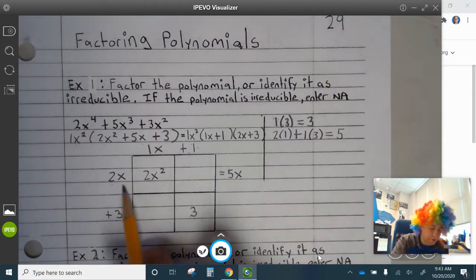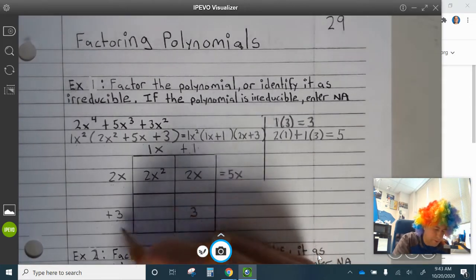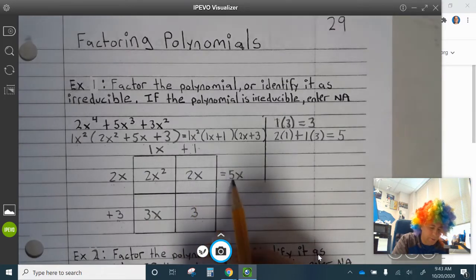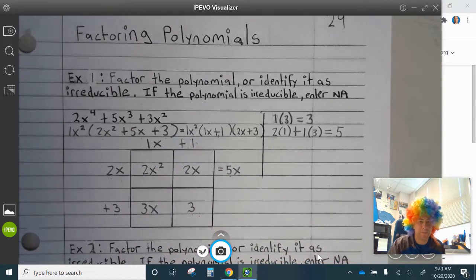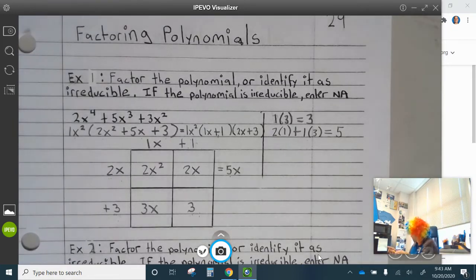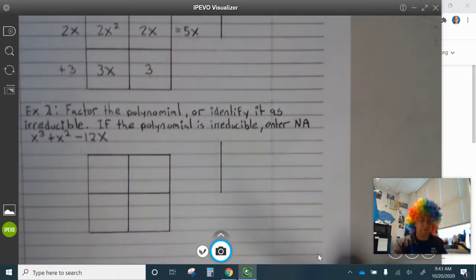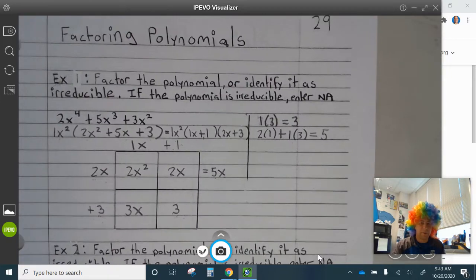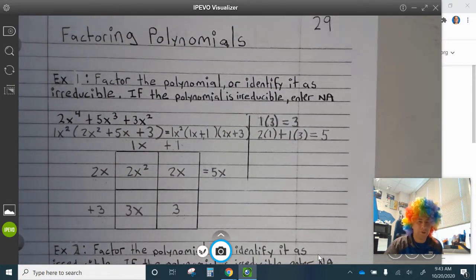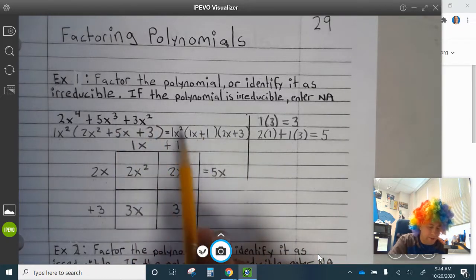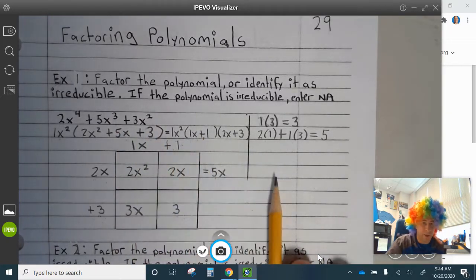Okay, and let's check. 2x times 1 is 2x. 3 times 1 is 3x. 2x and 3x combine to be 5x, so this is factored. Okay, so go ahead and finish up example 1. Okay, now let's take a look at example 2. Oh, wait. Let me take a step back. Almost forgot. I want to show you that if this is factored correctly, when you graph this and this, they should be the same, so they'll overlap. So let's do that now.